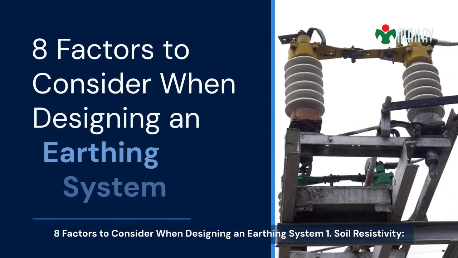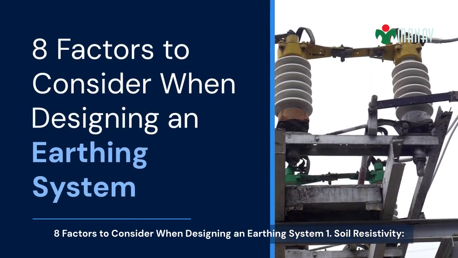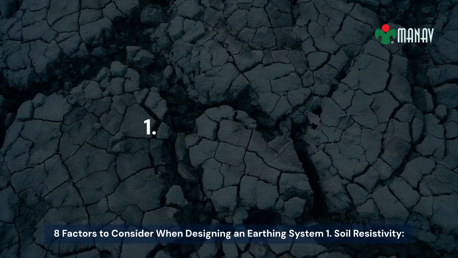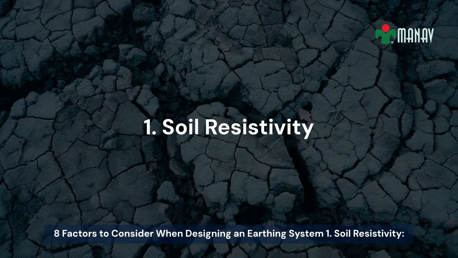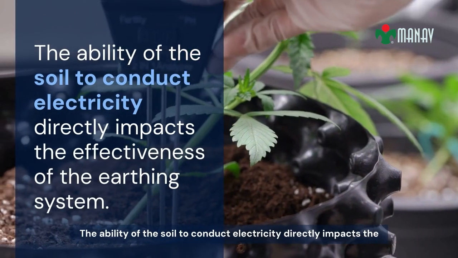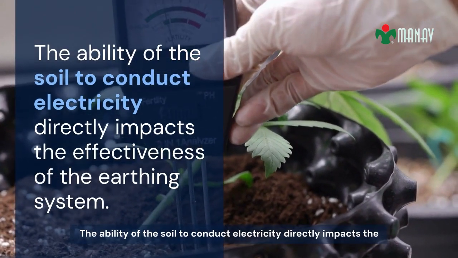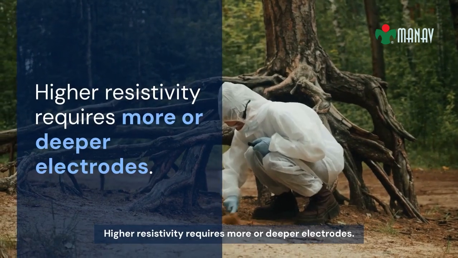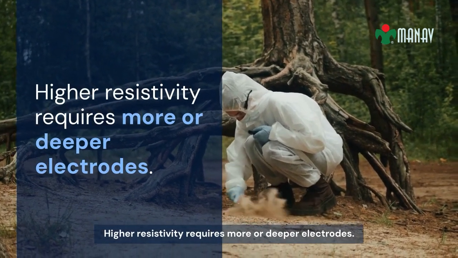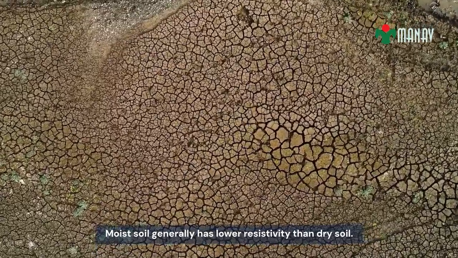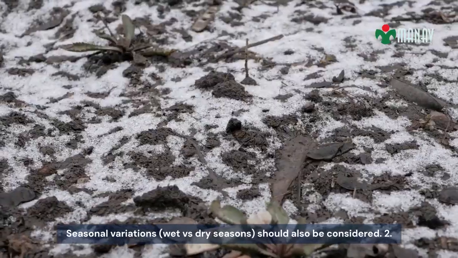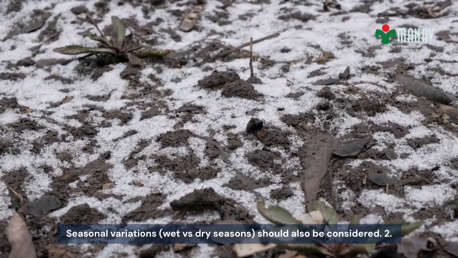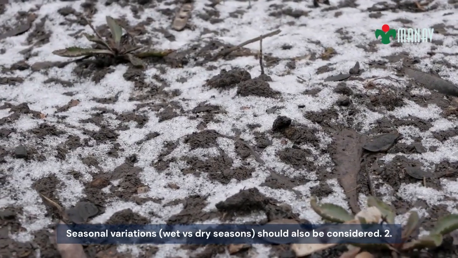8. Factors to consider when designing an earthing system. 1. Soil resistivity. The ability of the soil to conduct electricity directly impacts the effectiveness of the earthing system. Higher resistivity requires more or deeper electrodes. Moist soil generally has lower resistivity than dry soil. Seasonal variations, wet versus dry seasons, should also be considered.